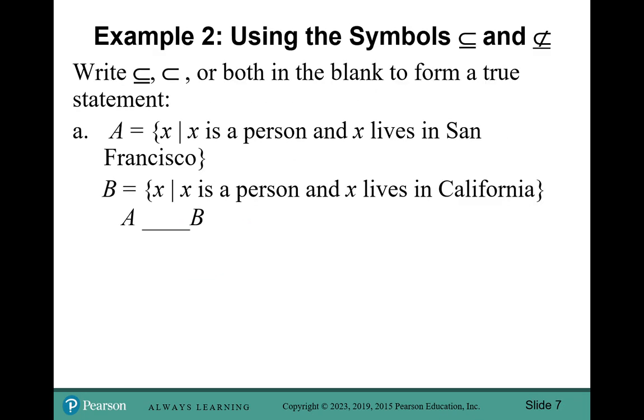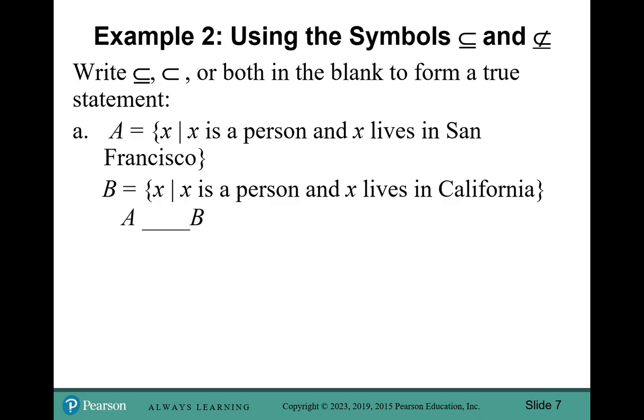So if we look at an example, example 2 says, using the symbols subset and not a subset, we want to write subset, proper subset, or both in the blank to form a true statement. So let's look at this. A is the set of X such that X is a person and X lives in San Francisco. Set B is X such that X is a person and X lives in California.